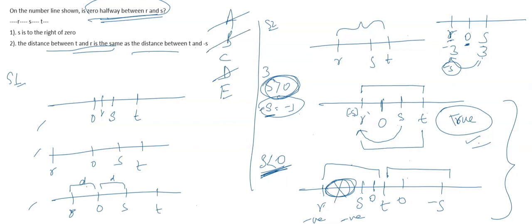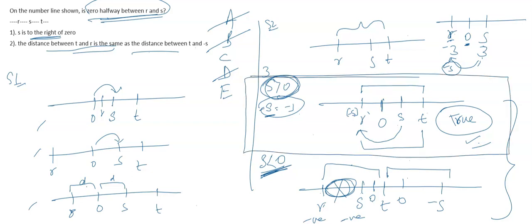Now let me combine and see whether we can figure out whether S is greater than 0 or less than 0. Now, from statement 1, we know S is to the right of 0. When S is to the right of 0, we know that S is positive. And we saw that when S is positive, then in that case, the condition that 0 lies between R and S holds true. That is why, combining both these statements, we can say that the correct answer is C and not E.